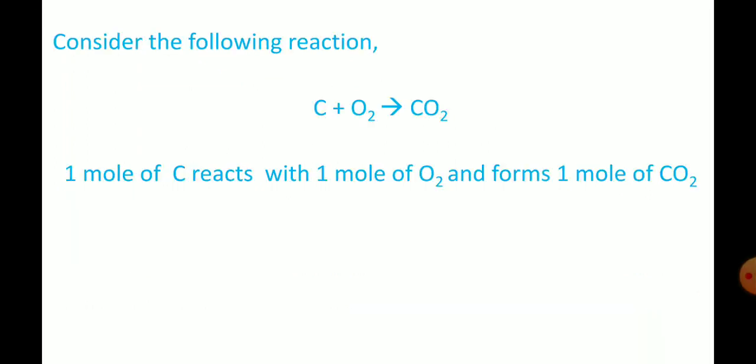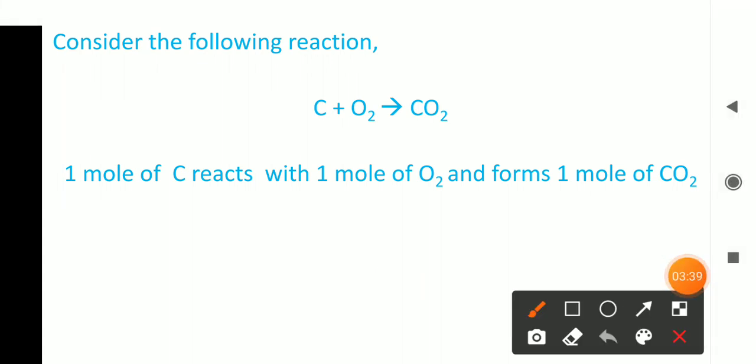Look here, consider the following reaction. Here the preparation of carbon dioxide is taken. How is it prepared? When carbon reacts with oxygen, the product is, not carbon monoxide, carbon dioxide. When carbon reacts with oxygen, the product is carbon dioxide. Look here, C reacts with O2 and forms CO2.